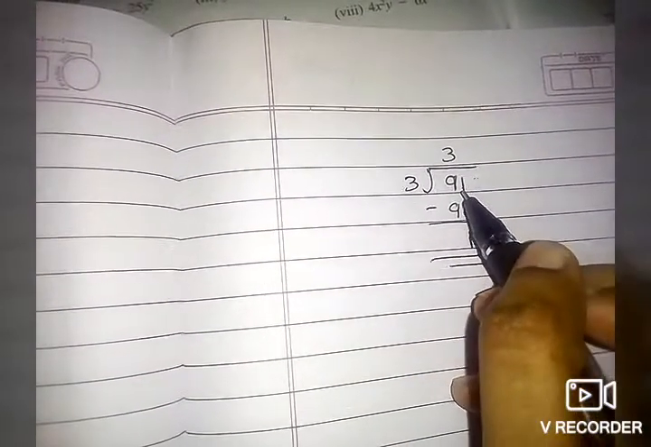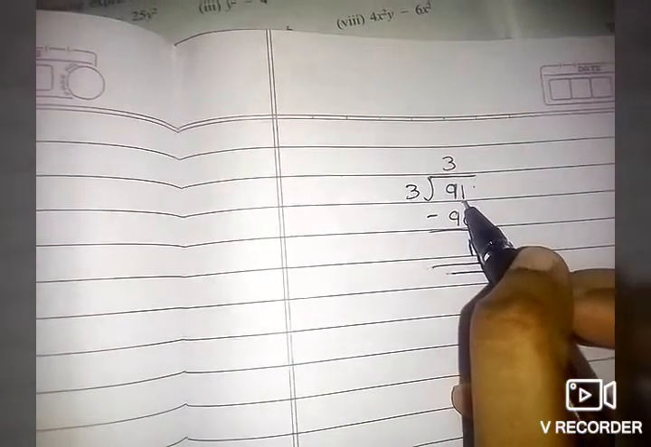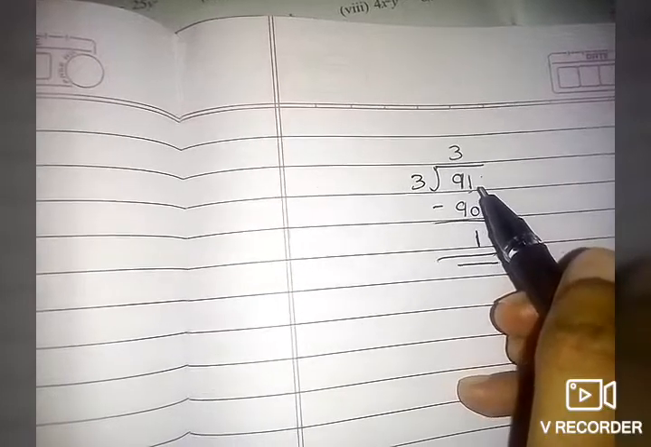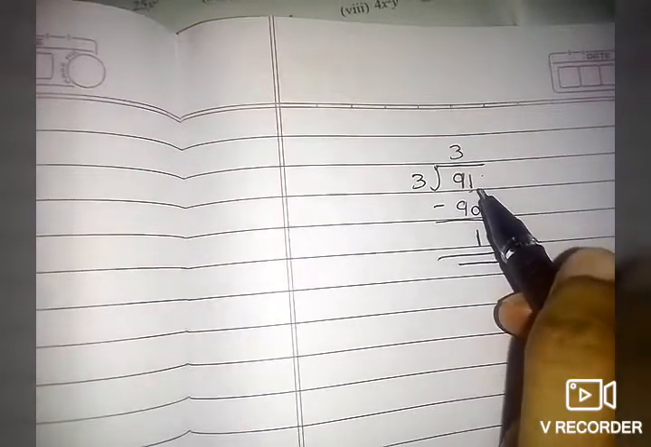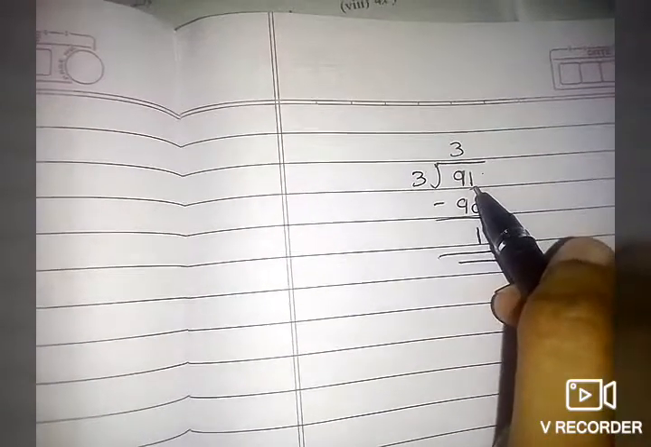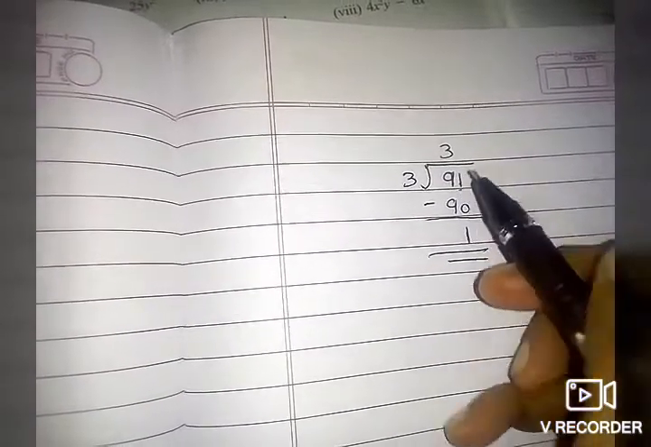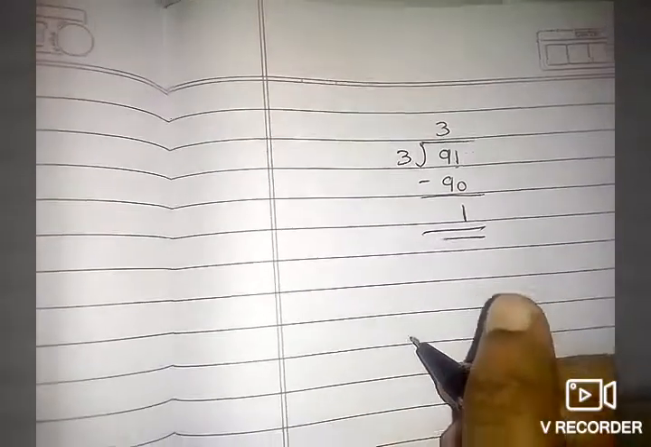If 3 is not going, unit place what do you have? 1. If the number is divisible by the 5 table, then the unit place should be 0 or 5. In this number there is no unit place 0 or 5. So this number is not divisible by 5. Then check the 7 table.